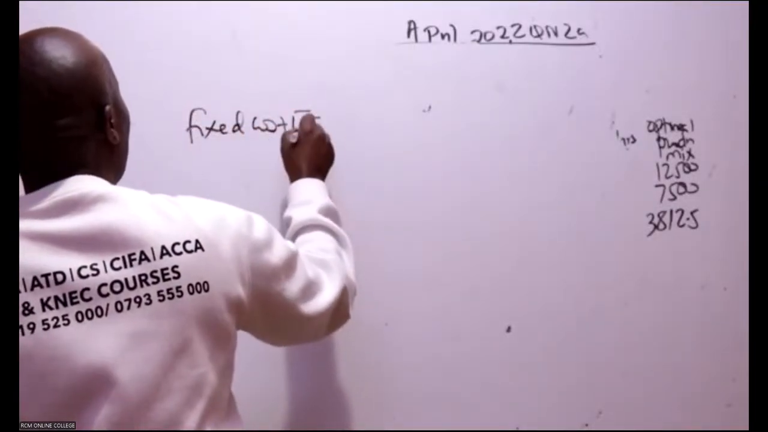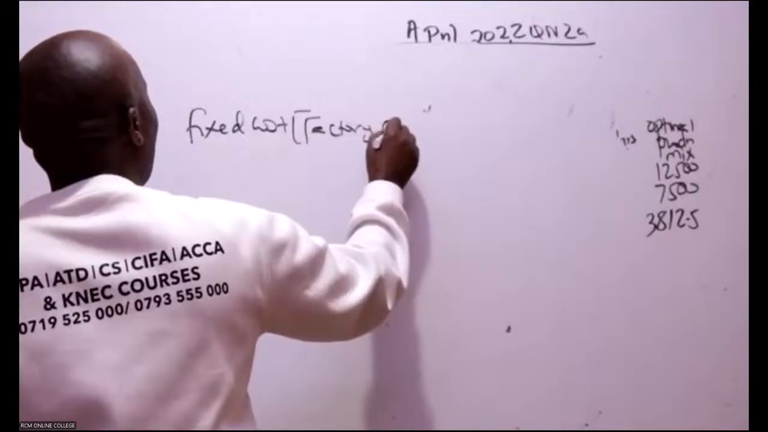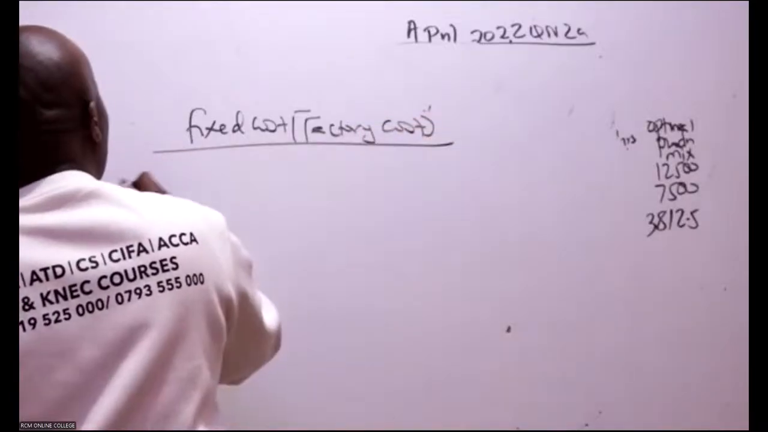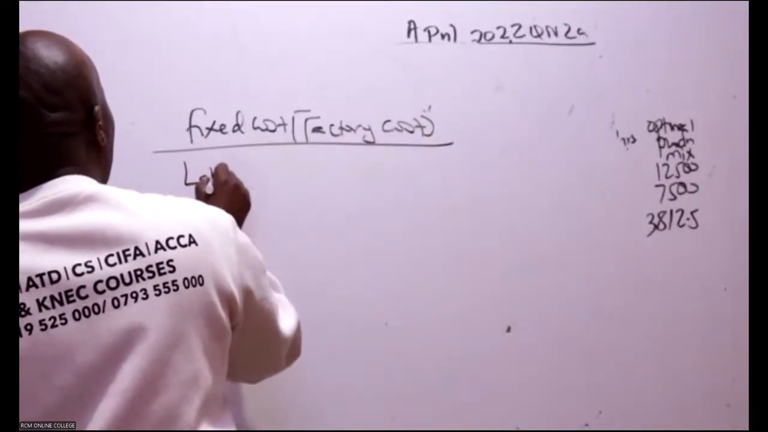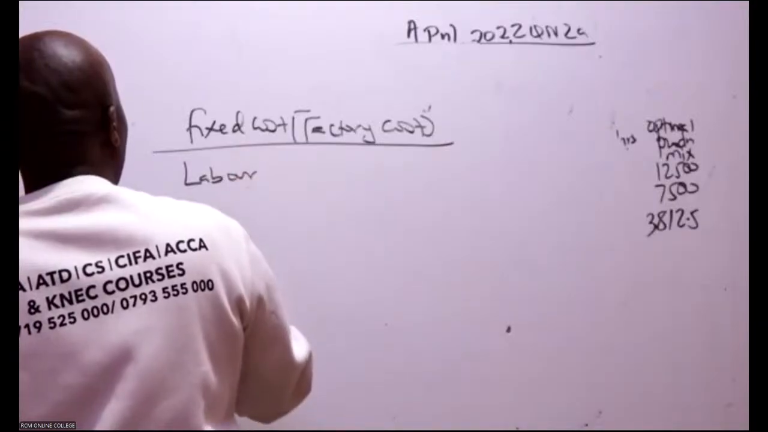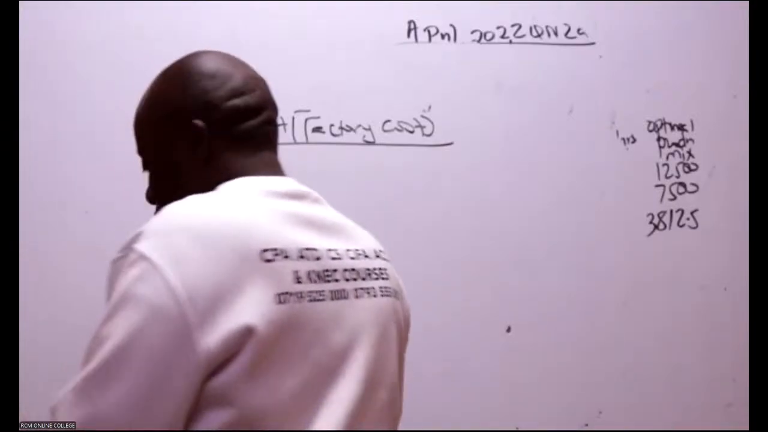Actually, we normally call them factory costs. So factory costs. Of course, this will be labor, variable overheads, and any fixed overheads.